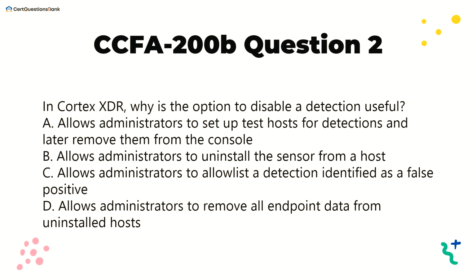In Cortex XDR, why is the option to disable a detection useful? A. Allows administrators to set up test hosts for detections and later remove them from the console. B. Allows administrators to uninstall the sensor from a host. C. Allows administrators to list a detection identified as a false positive. D. Allows administrators to remove all endpoint data from uninstalled hosts.